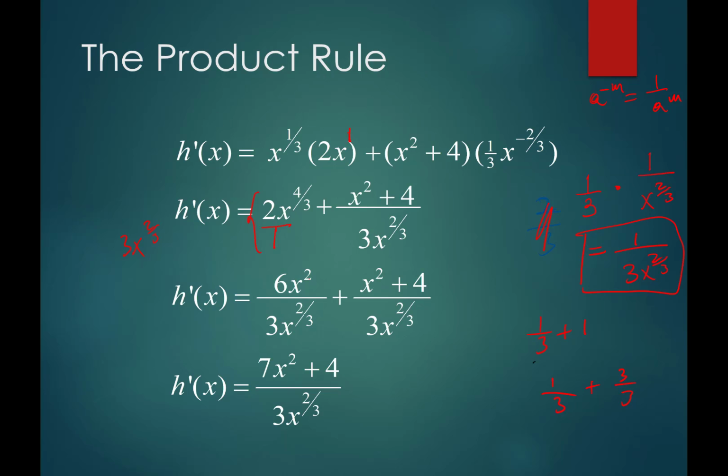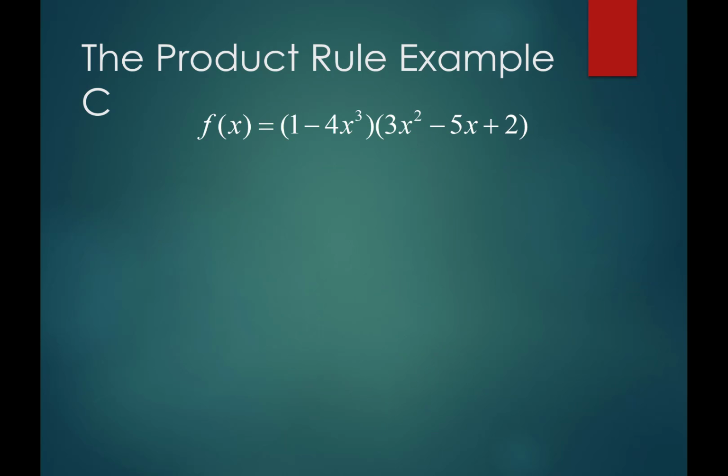Now let's back up 1 second. If I want to be a little bit fancy in terms of my mathematics, what I could do is write this as 7x squared plus 4 divided by 3 times the cube root of x squared. So this would be an alternative representation for that solution right there. All right, so let's keep it going with that. Let's look now at this last example here.